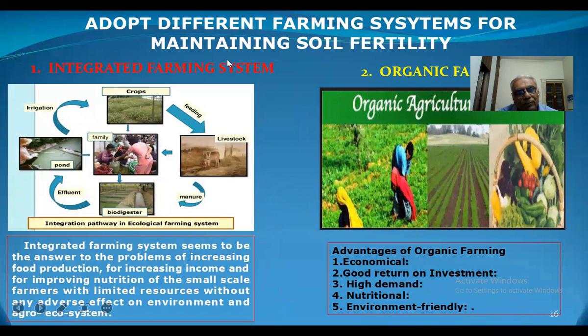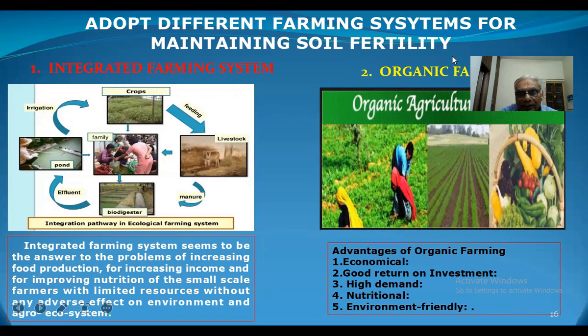Adopt different farming systems for maintaining soil fertility. So I talked about the integrated farming system. The integrated farming system seems to be the answer to the problem of increasing food production, increasing income, and improving nutrition of small-scale farmers with limited resources, without any adverse effect on the environment and agro-ecosystem. You know that in India, about 60 to 70% of farmers are small-scale farmers. And if they use the integrated farming system, then their economic condition improves.